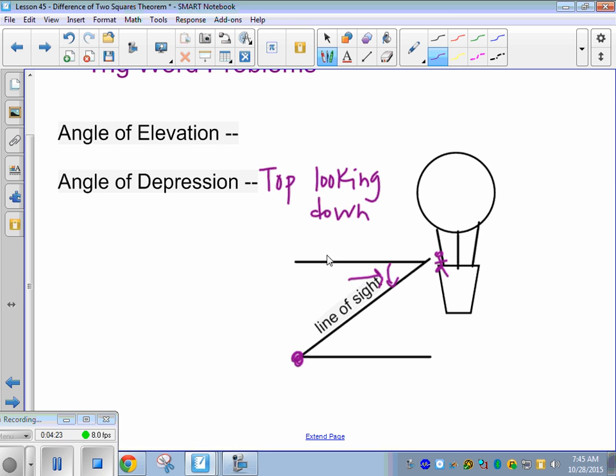So you're always drawing a straight line to the ground right here, parallel lines. So from the top looking down, angle of depression. Now if I'm standing down here, okay, looking up at the hot air balloon, so from the ground looking up, that would be the angle of elevation.